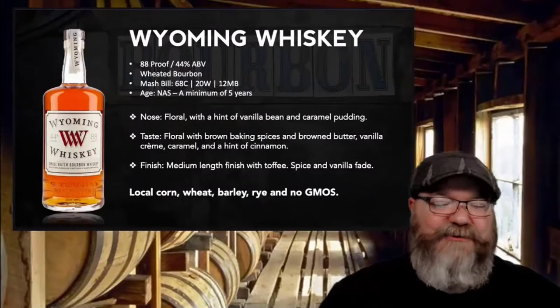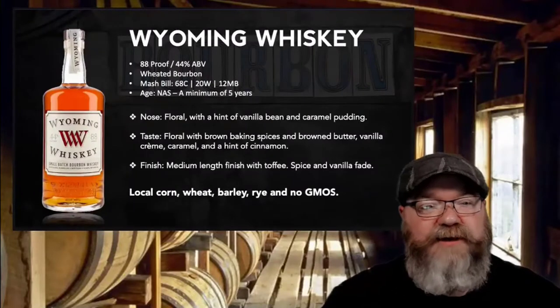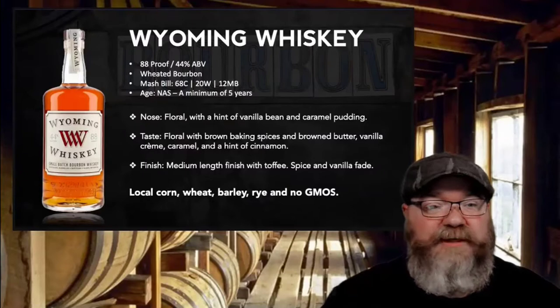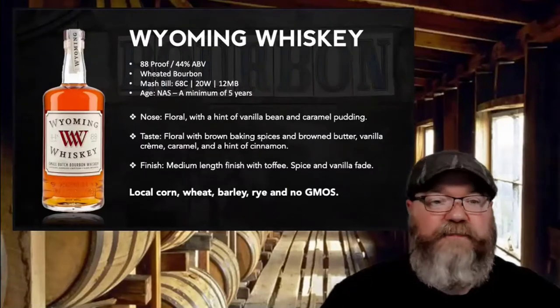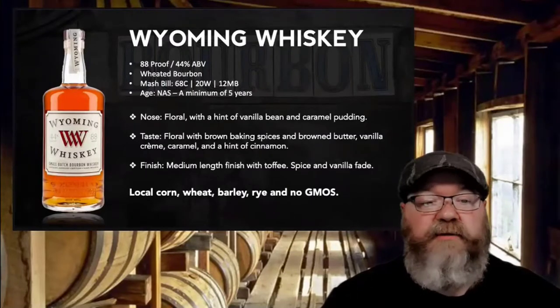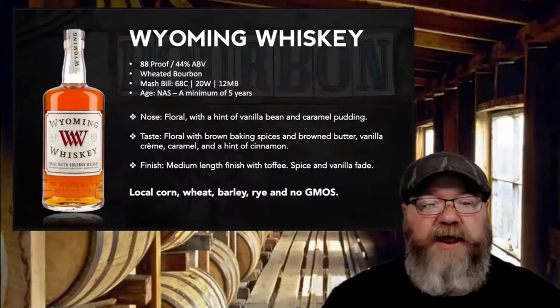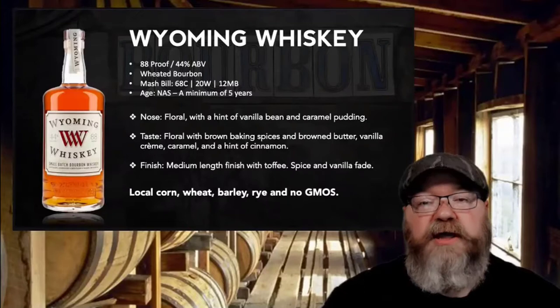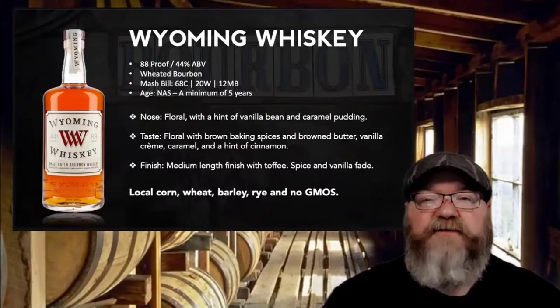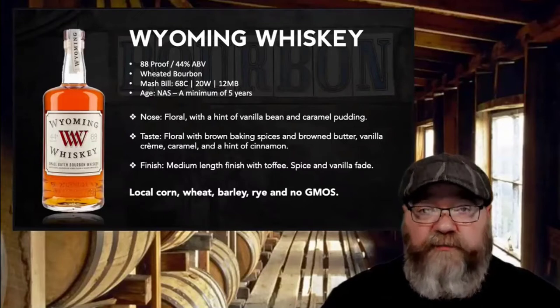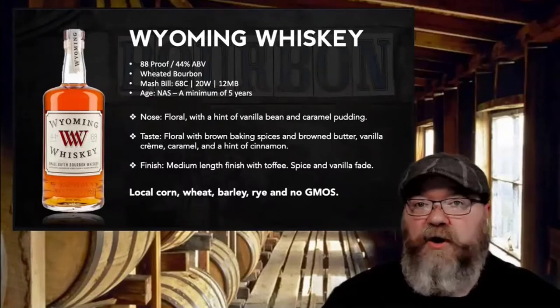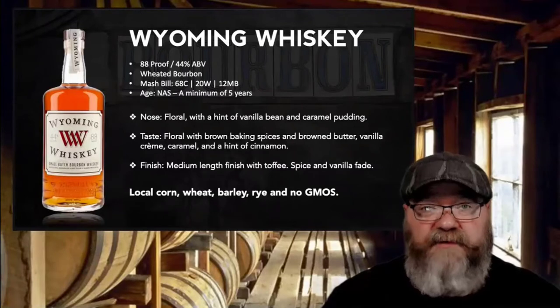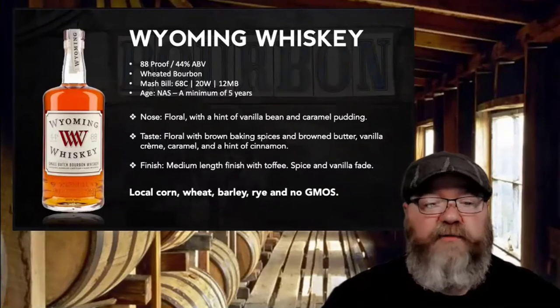So what we are drinking actually is Wyoming Whiskey Small Batch Bourbon. So this is 88 proof, and this is what we call a wheated bourbon. What that means is it's made from a mash bill or a grain recipe of corn and wheat and malted barley. So this is the same type of recipe that is used for Maker's Mark or Larceny or Weller, or even the infamous Pappy Van Winkle, which are all great examples of wheated bourbons.